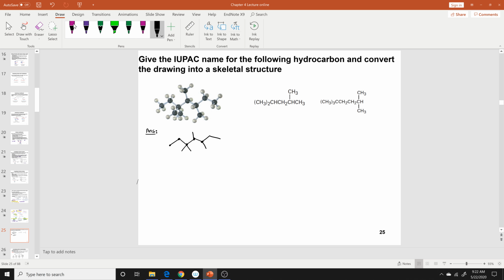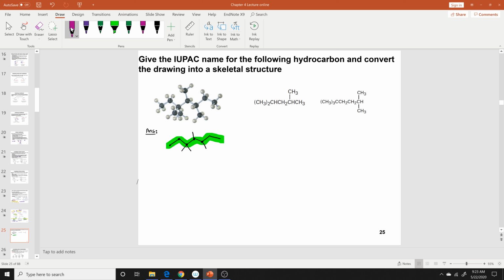Now let's go ahead and choose the longest carbon chain. My longest carbon chain in this case is 1, 2, 3, 4, 5, 6, and 7. Let's see if I can get more. 1, 2, 3, 4, 5. No. 1, 2, 3, 4, 5, 6. No. So this is going to be my longest carbon chain. Highlight it. Okay. Now after you choose your longest carbon chain, now name your substituents.